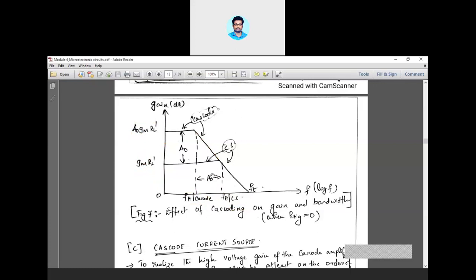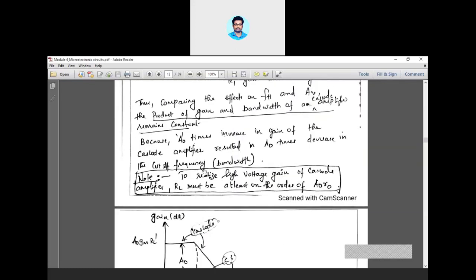So whatever gain you are trying to increase, perhaps you are trying to increase the gain 3 times, means your bandwidth will become 1 by 3rd. Perhaps you are trying to increase the gain 4 times, means your bandwidth will become 1 by 4th. Means your gain bandwidth product is going to be a constant. Understood? So this is a very important question.